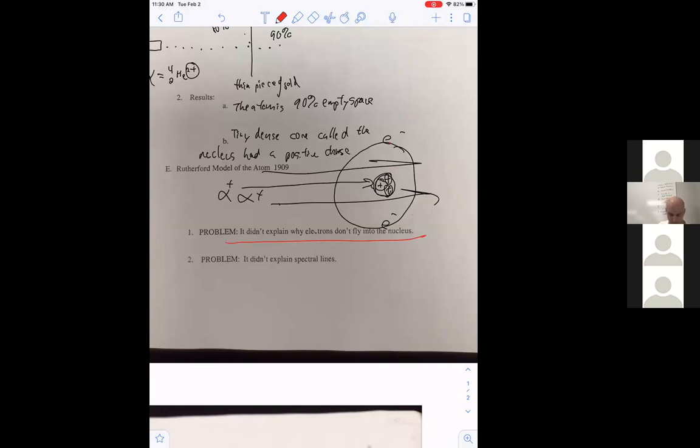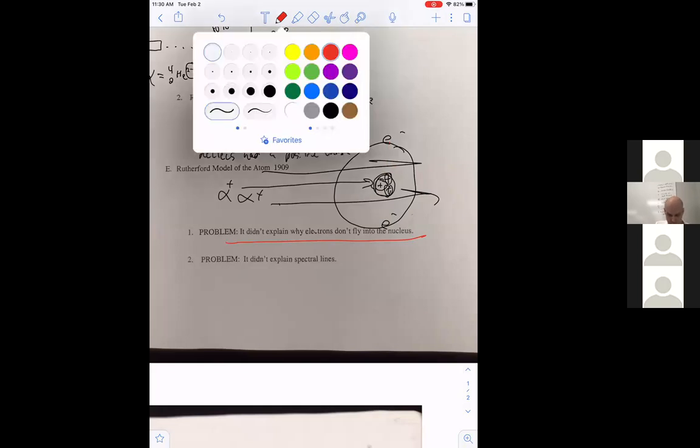The other problem with the Rutherford model is the spectral lines, okay?